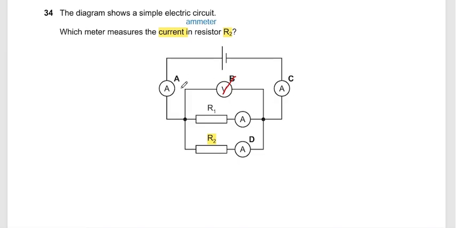Let's look at A. We can see that A is in the main circuit, R1 and R2 are parallel to each other, and then C is in the main circuit as well. So this is going to measure the total current. For example, if this is sending out 6 amperes, A is going to measure 6 amperes.